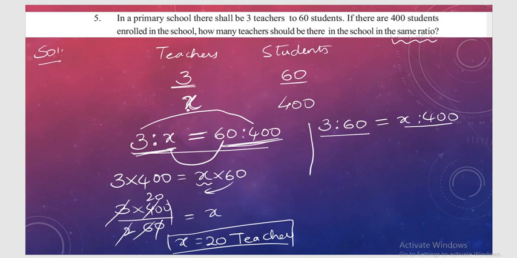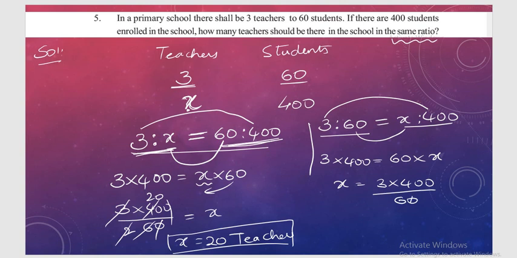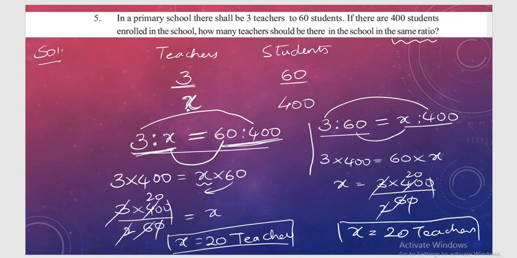The same thing we can do in another way also. So product of extremes, product of means. So 3 into 400 is equal to 60 into x. So here also we are going to get the same thing. There won't be any change. So 0 0 gets cancelled. So in 3 table 6 2 times. So 2 in 40 20 times. So clearly here also we are going to get the same thing, right? So here x is equal to 20 teachers. So in both the approaches we are going to get the same thing, right?